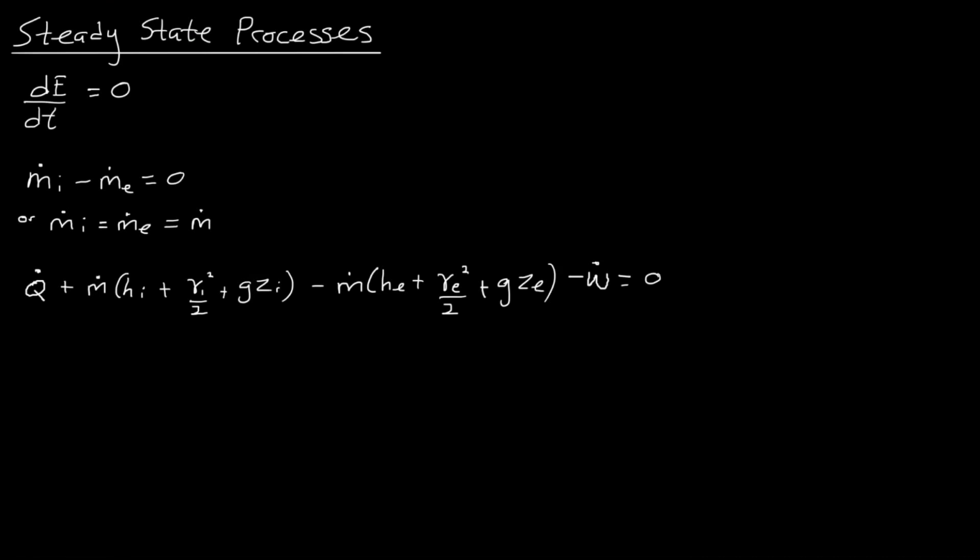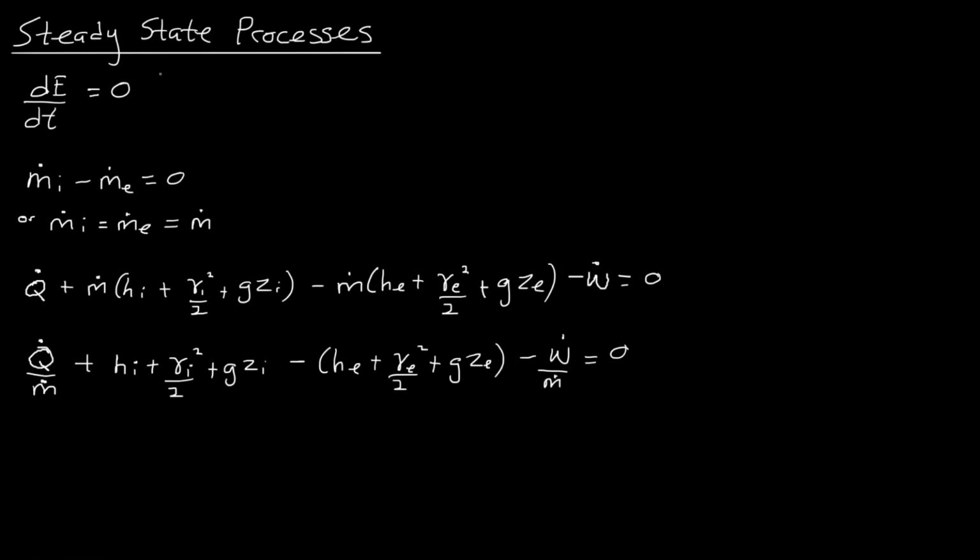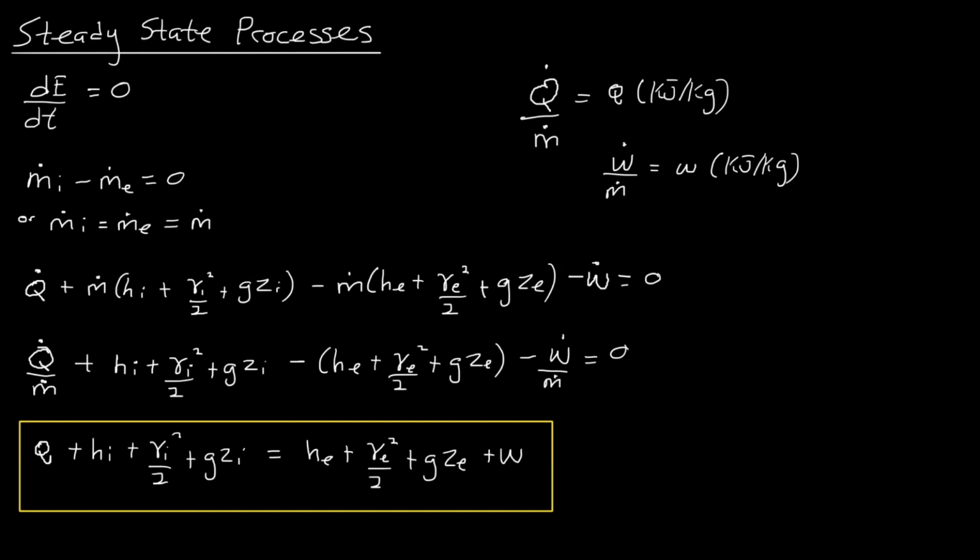And dividing both sides by the mass flow rate, we have this. We define dot Q, which is the rate of heat transfer to our system, divided by the mass flow rate, and dot W, which is the rate at which work is done by our system, divided by the mass flow rate, as the heat transfer and work done per unit mass flowing in and out of our control volume. And this is the energy equation with which we analyze steady-state processes.